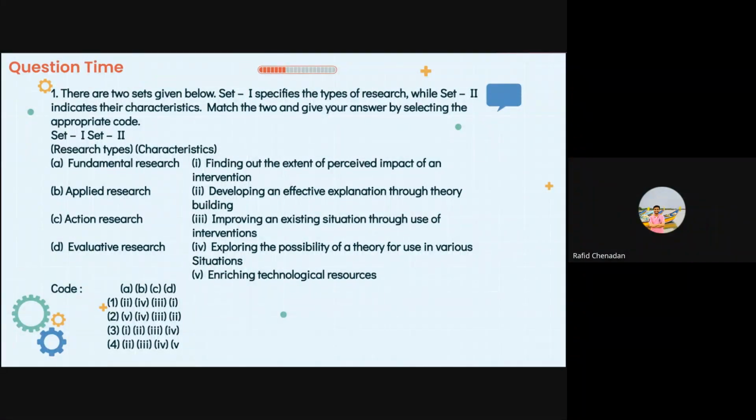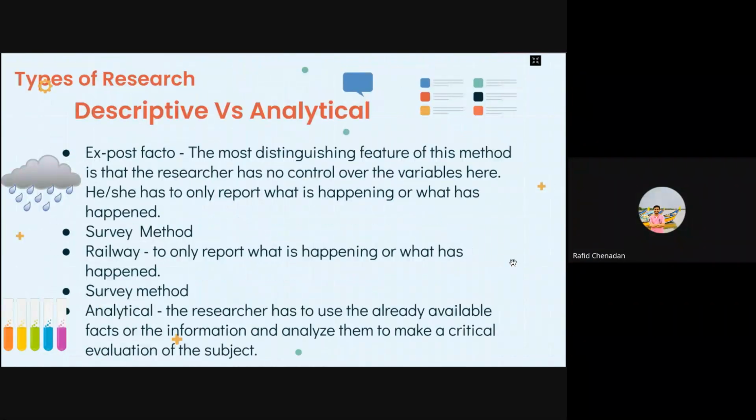And an evaluative research is finding out the extent of perceived impact of an intervention. For example, now we know that as a result of action research, we developed the COVID vaccine and many people took the vaccine. And now we have to know what happened to the people who took the vaccine, and what happens to the people who didn't take the vaccine. So to find the difference, we have to do an evaluative research. We have to evaluate what happens. We have to find out the extent of impact. Is that clear? Okay, we'll move on to the next part.